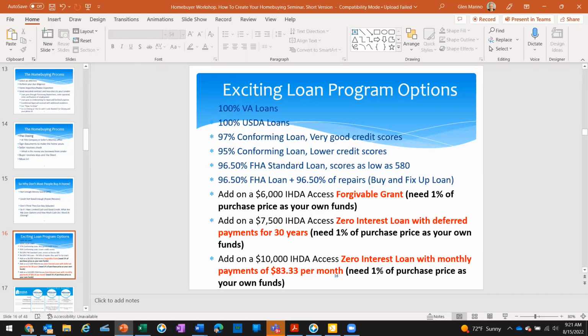So we've got some real exciting programs, and under the add-ons, the only requirement beyond the 640 credit score, and beyond that they must make less than $125,000, is they need to come up with 1% of their own funds. I can show you now how people have at least that 1%. If they're looking to buy a $300,000 home, 1% is $3,000.